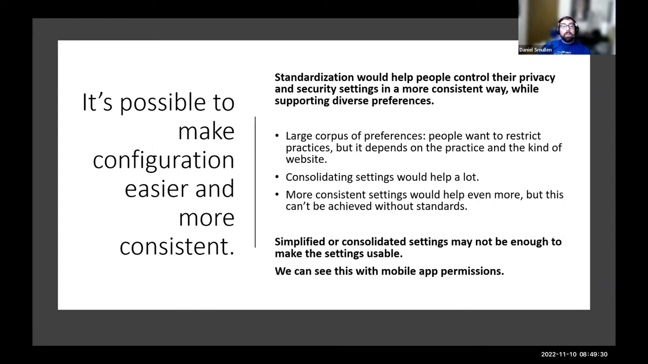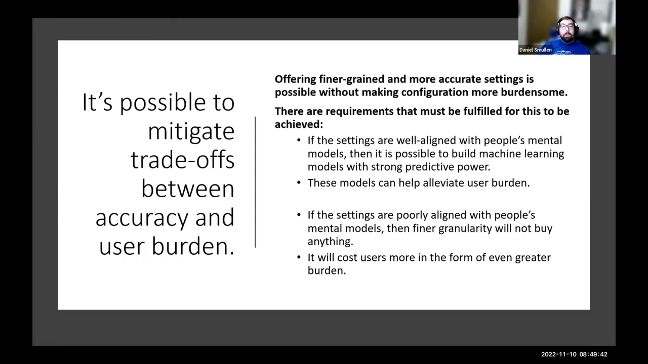So if we simplify or consolidate the settings, it might not be enough to make the settings usable, right? You can't just take away the settings, give them one and say, yep, there's your privacy setting, turn it on or turn it off. That won't work. But we can mitigate the trade-off between accuracy and user burden if we give them more settings by using that machine learning to actually help configure them. So when we offer these more fine-grained and accurate settings, we don't necessarily have to just dump that burden on people directly either. The machine learning models can actually help.